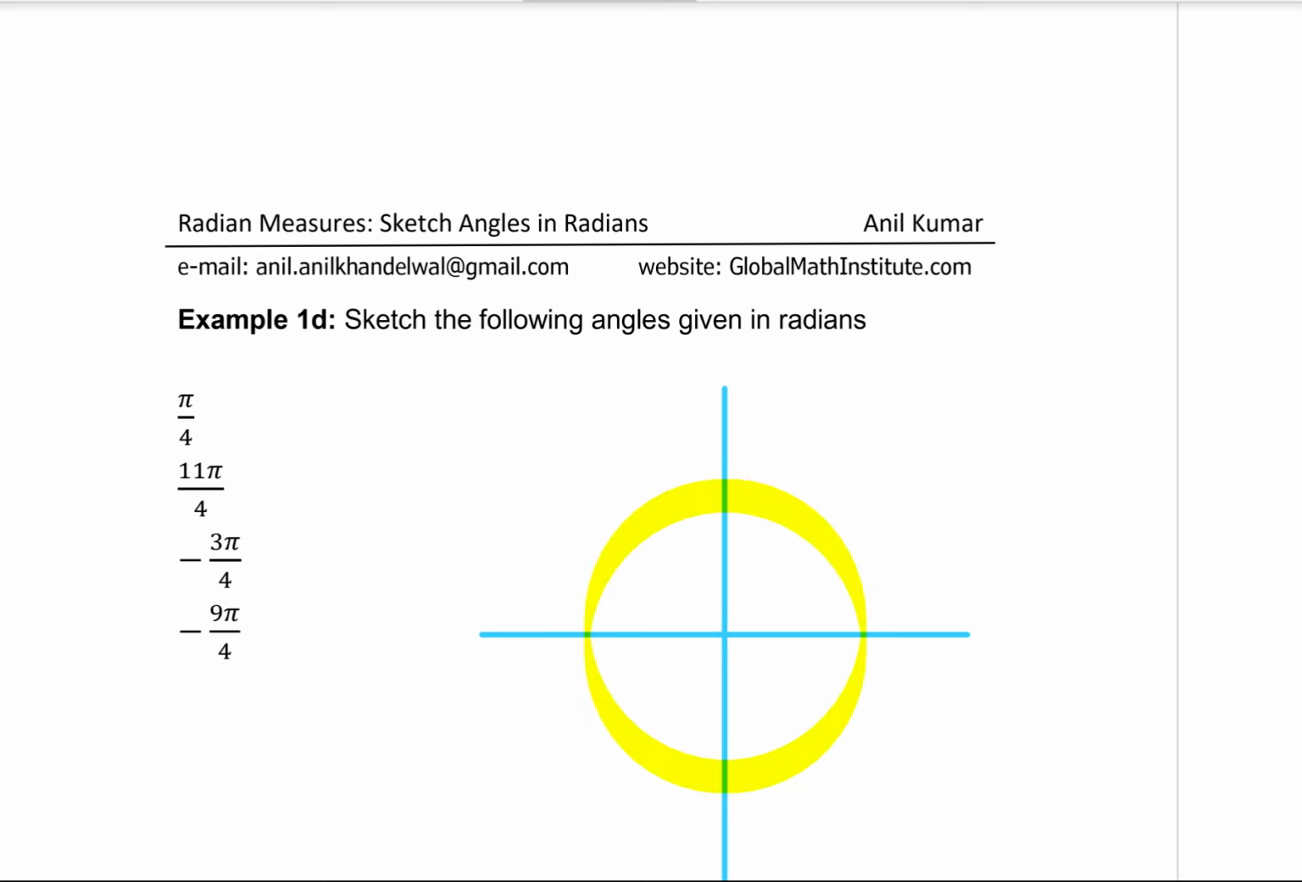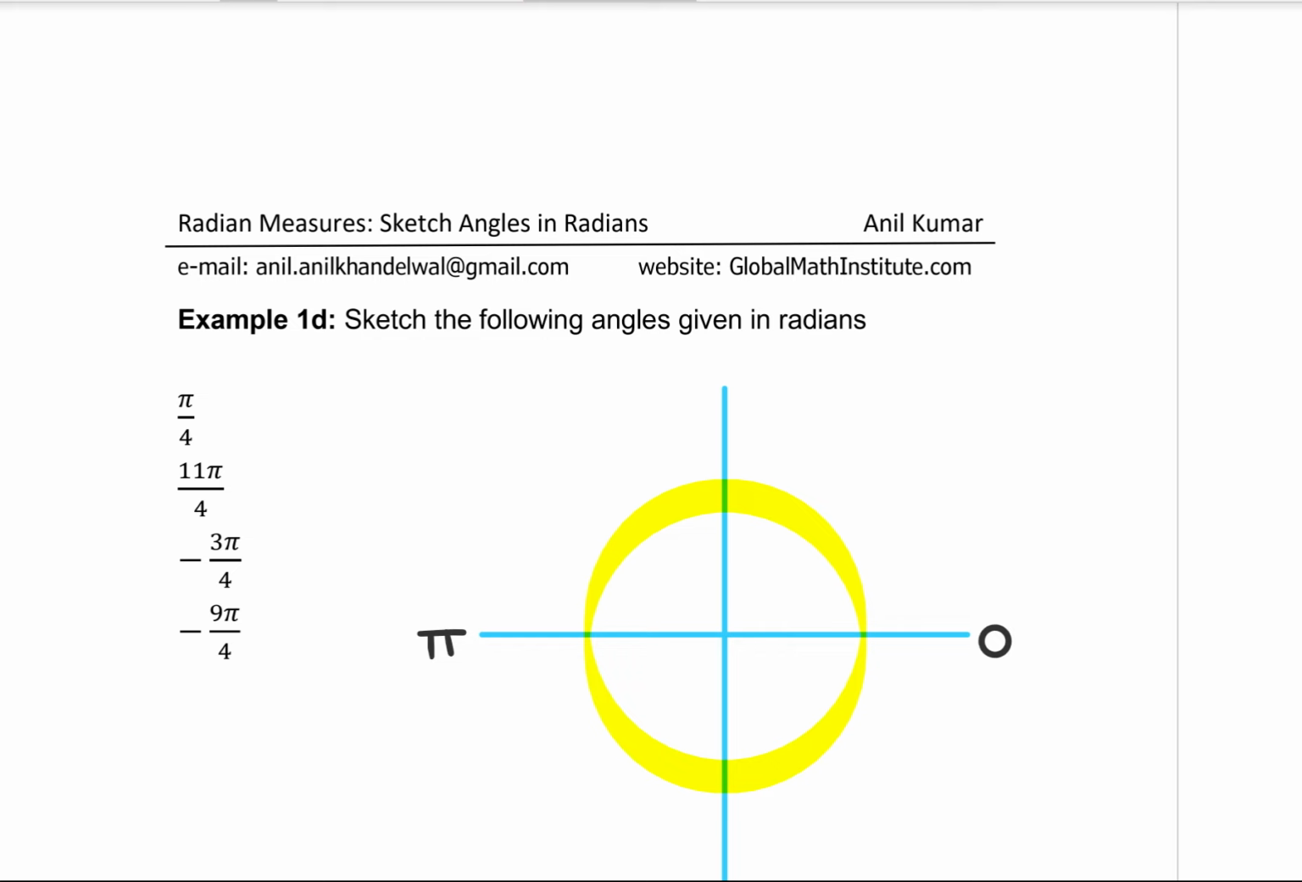Then the third step is to divide this circle into equal parts. How many? Which is decided by the denominator. Pi is divided into 4 parts, right? So we have 0 to pi, and this pi will be divided into 4 equal parts.